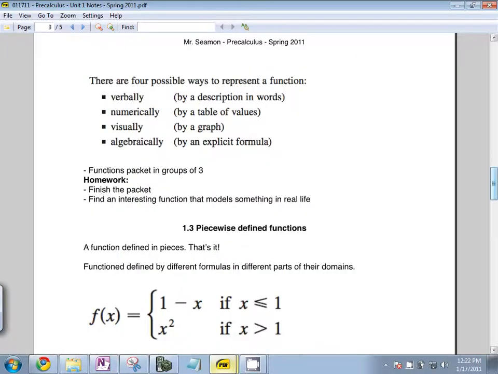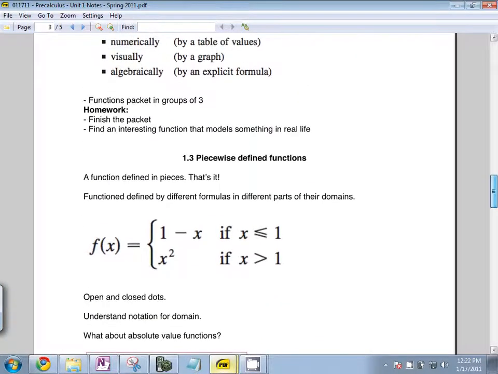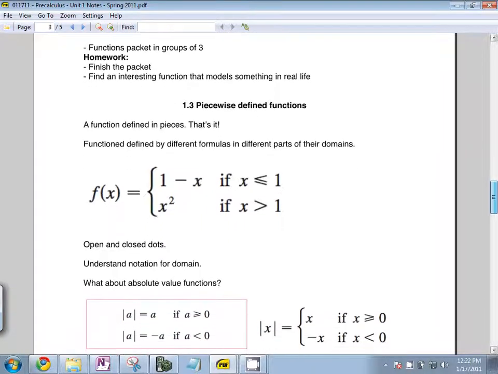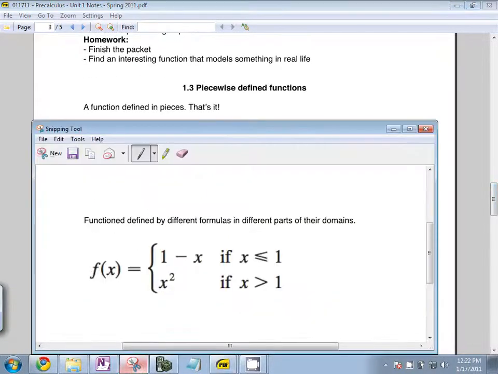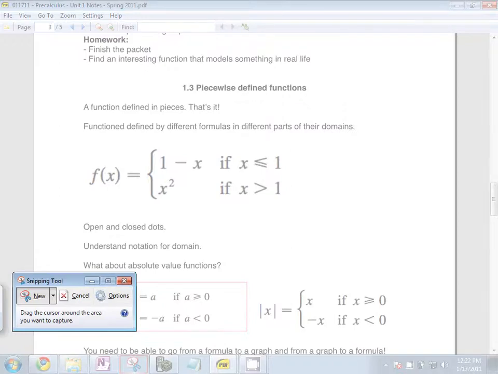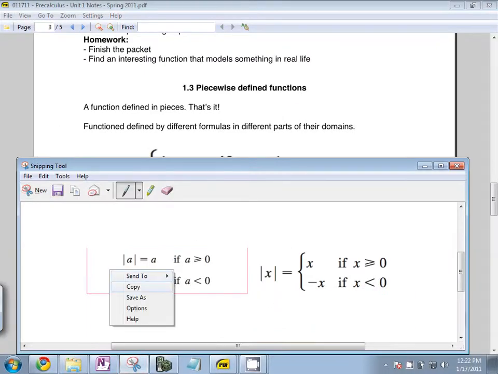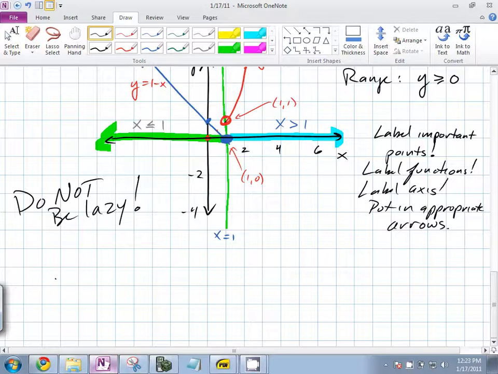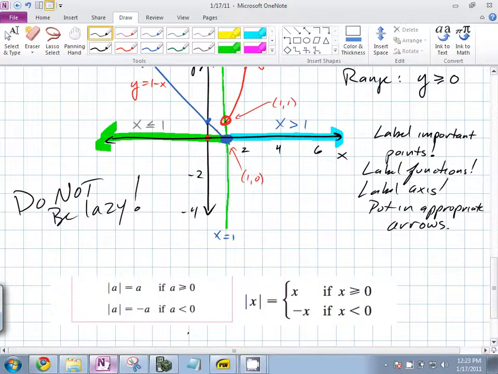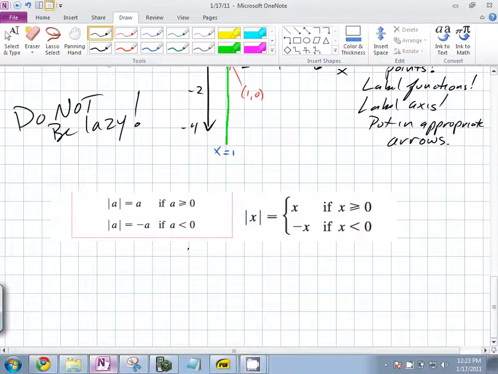You need to be able to do 2 things for me, though. So first of all, we've talked about open and closed dots, understand the notation. What about absolute value functions? Does everybody know what an absolute value is? Here's the big kid definition of absolute value. The absolute value of A is A if A is positive or 0. The absolute value of A is the opposite of A if A is negative.